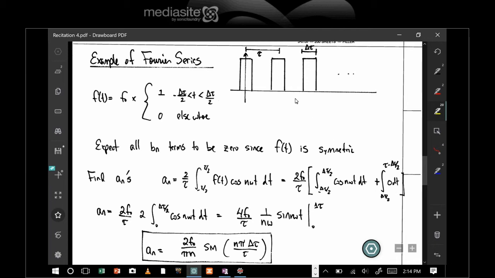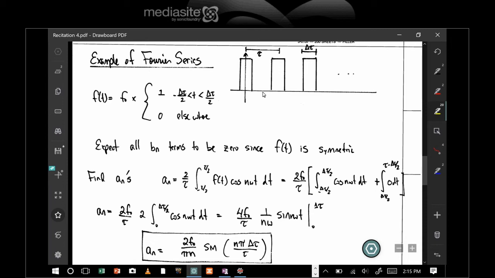The only part that's going to contribute to the actual integral is going from minus delta tau over 2 to delta tau over 2. So this part is non-zero. Everything else is 0, so I can ignore that term. And now I have to do the integral of cosine from minus delta tau over 2 to delta tau over 2. So I'm just finding the area under here. Remember, my bounds of integration from here to here, I have 0, non-zero, and then 0 to there.